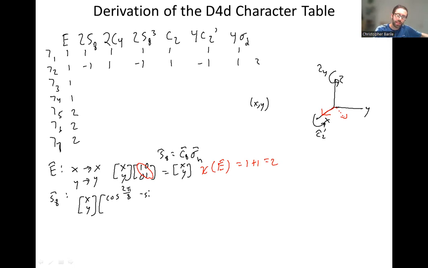minus sine 2 pi over 8, depending upon whether you're doing clockwise or counterclockwise rotation. You could have a positive value here. It doesn't really matter, as you'll see in a second. But we end up with this. And cosine of pi over 4, which is 2 pi over 8, you may remember is root 2 over 2.